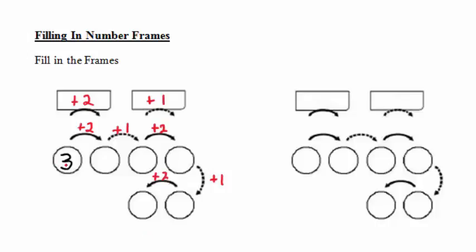So we start with 3. 3 plus 2 is going to give us 5. 5 plus 1 is going to give us 6. 6 plus 2 is going to give us 8. 8 plus 1 is going to give us 9. And 9 plus 2 is going to give us 11.